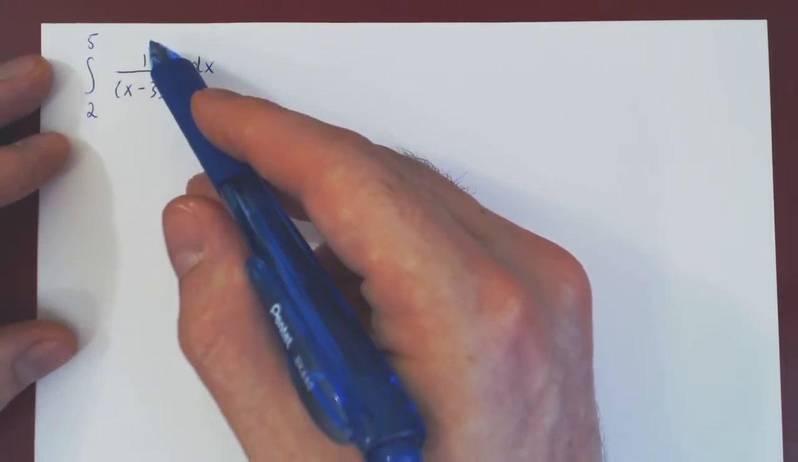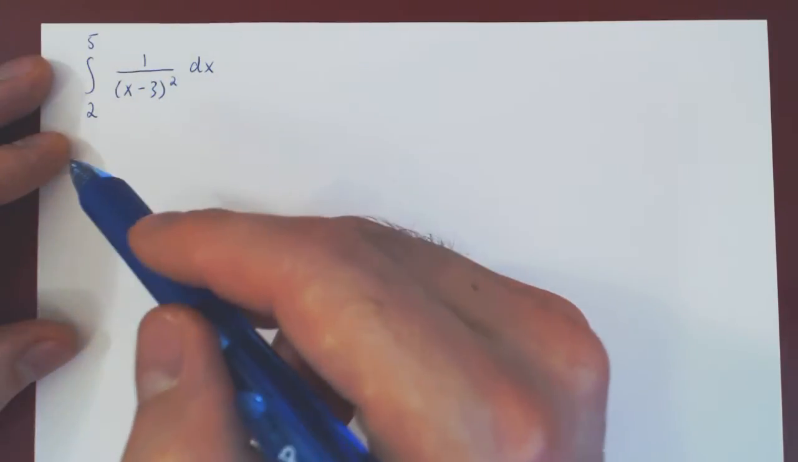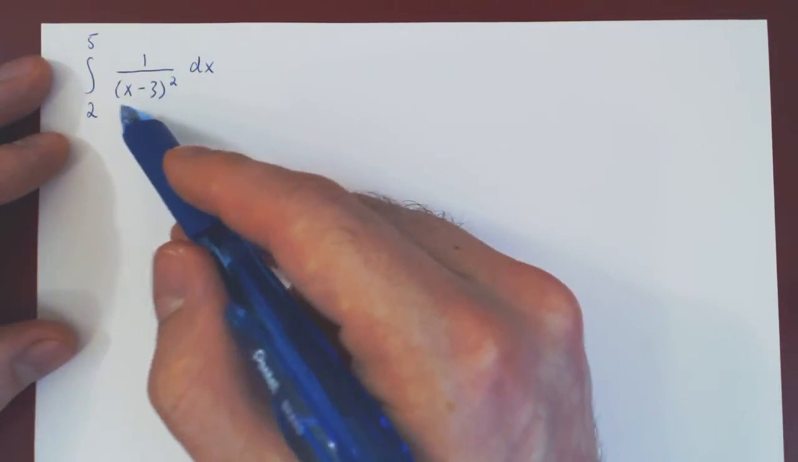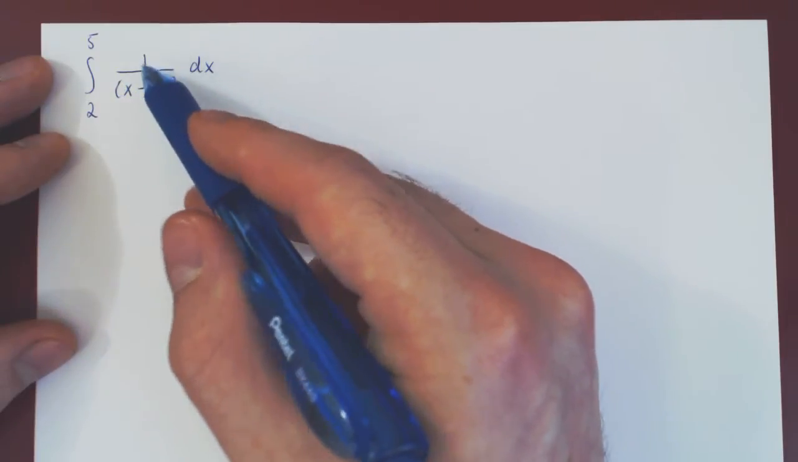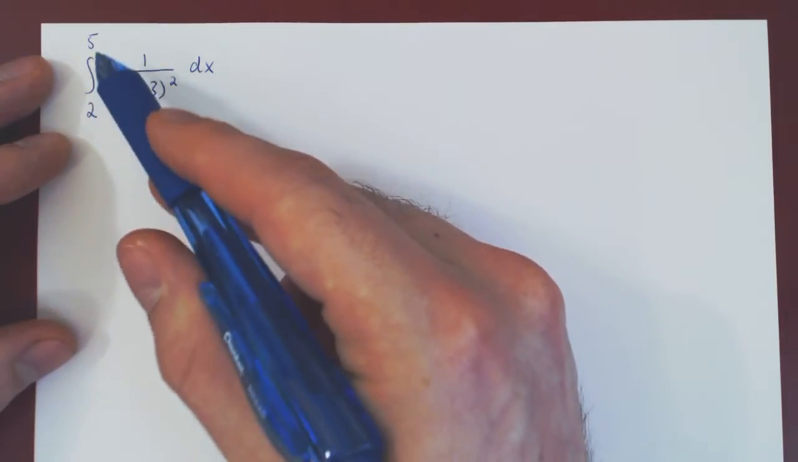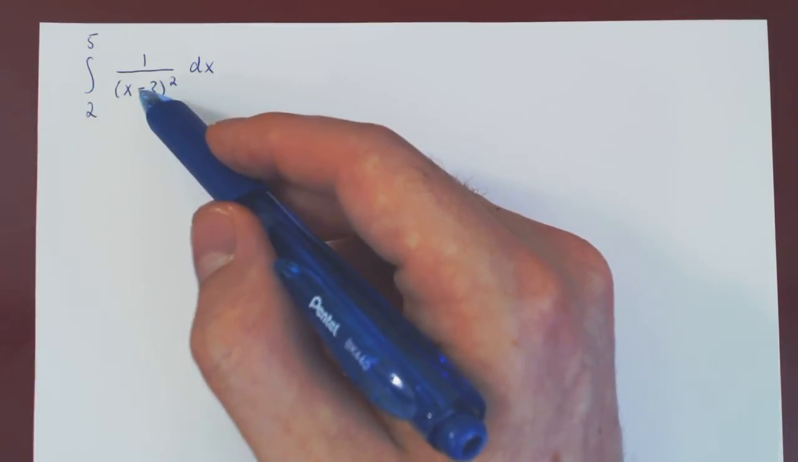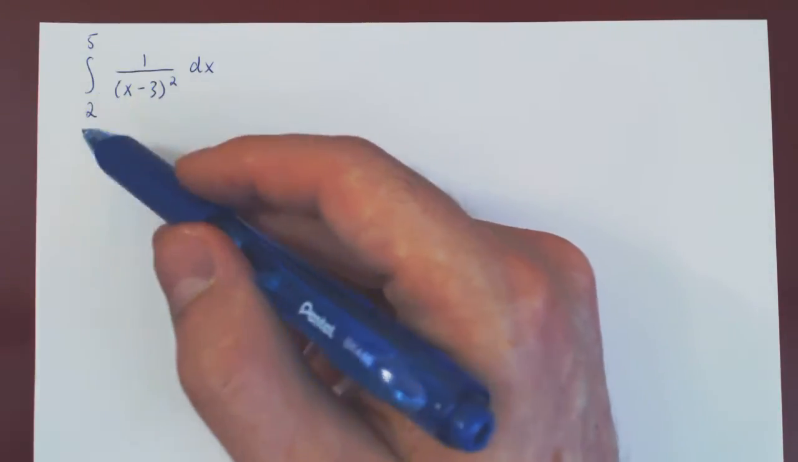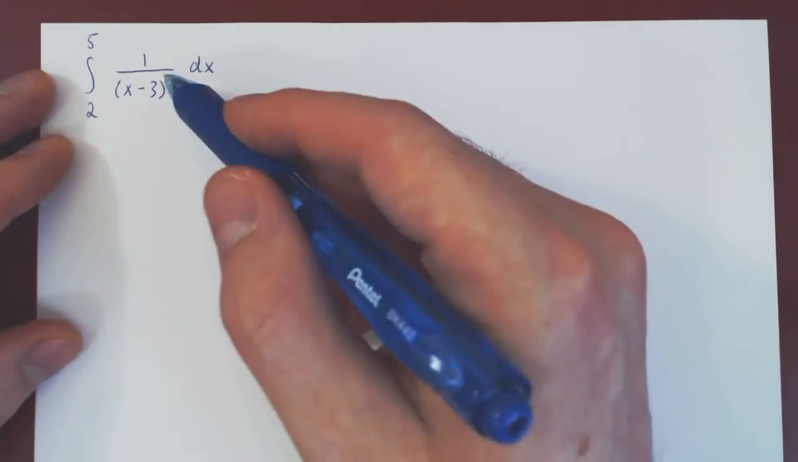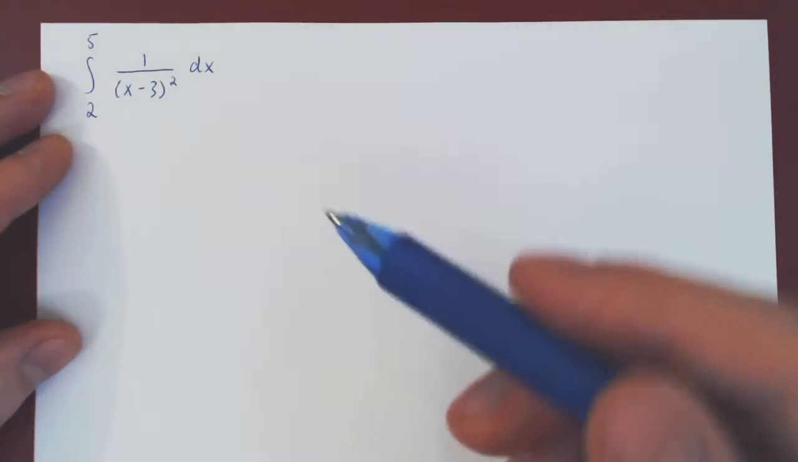Well, we have a rational function. The only possible discontinuity is a division by 0, and clearly here if x equals 3, we have a division by 0, and 3 is between 2 and 5. And so we have a unique discontinuity at x equals 3 in our range of integration. And that is why this is an improper integral of type 2.